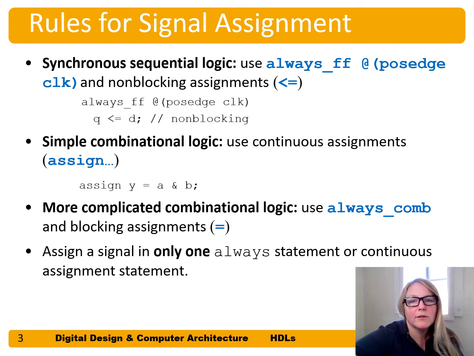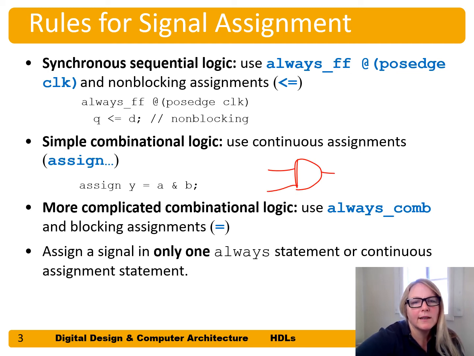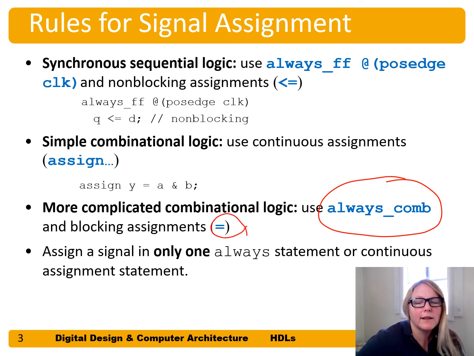For simple combinational logic, we're going to use what's called the continuous assignment statement, or the assign statement. That's what we've already been using. So here's a continuous assignment statement, assign y equals a and b. It will continuously assign y these values when anything on the right side changes. But remember, actually what's happening is this is synthesizing into a gate, in this case an AND gate. For more complicated combinational logic, we can use the always_comb keyword and blocking assignment, for example within case statements or within if-else statements.